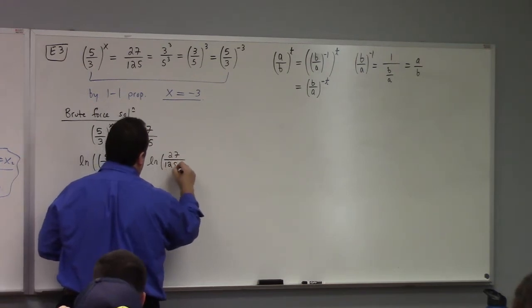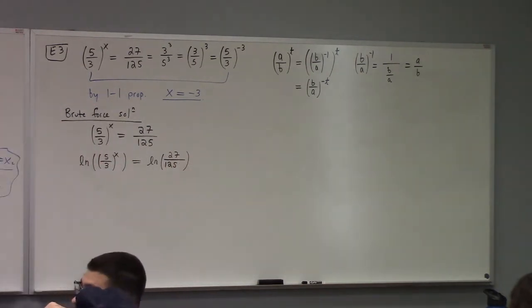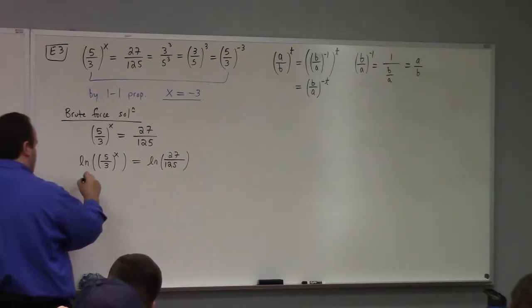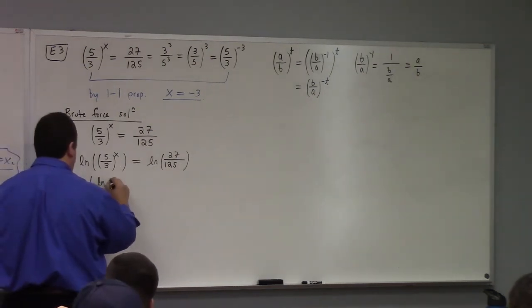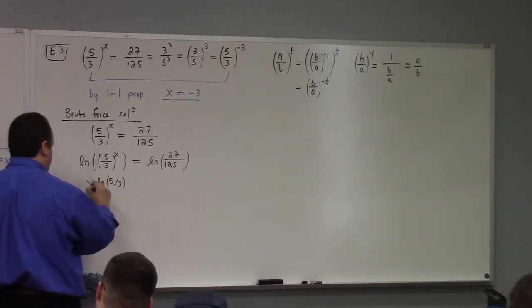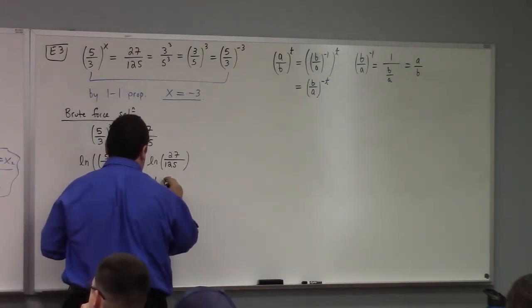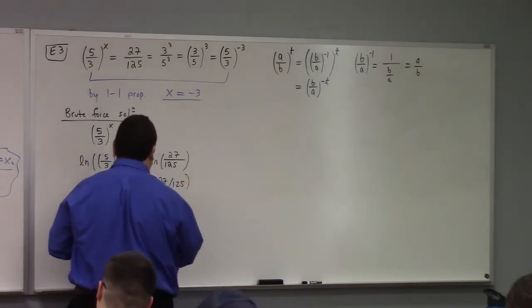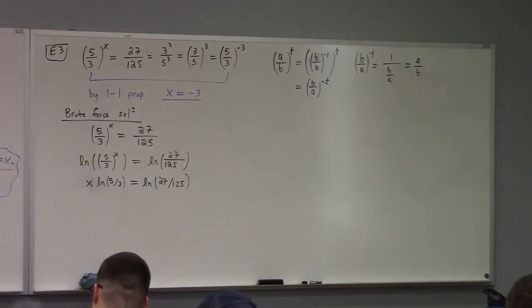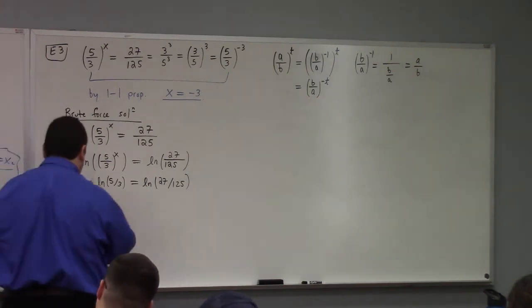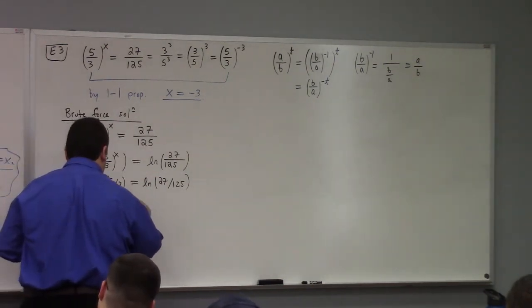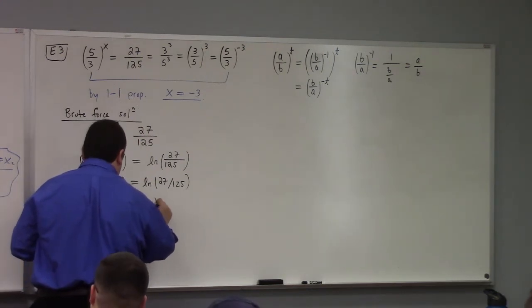Because what I get from that is x times the natural log of 5/3 equals the natural log of 27 over 125. Which then gives me x equals the natural log of 27 divided by 125, divided by the natural log of 5 over 3.